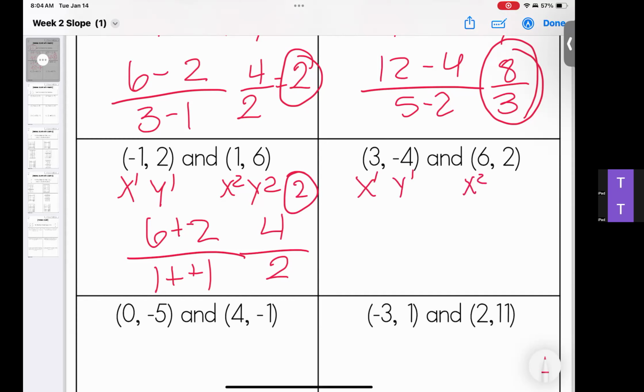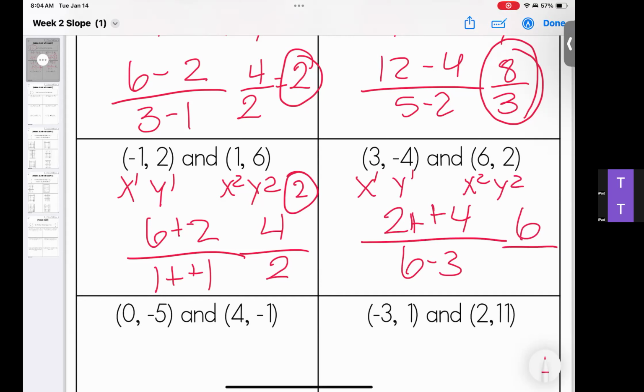x1, y1, x2, y2. 2 minus -4 over 6 minus 3. With our keep, change. 2 plus 4 is 6. 6 minus 3 is 3. 6 divided by 3 is 2.